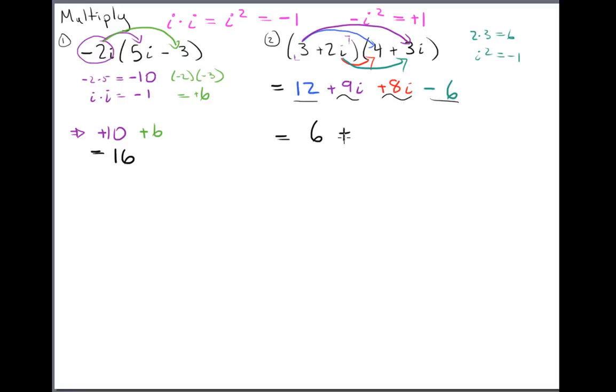So just like when we were adding in the last video, we're going to have 6 plus 17i, and that's written in standard form. That's our standard form right there: some real part, and then some complex part.